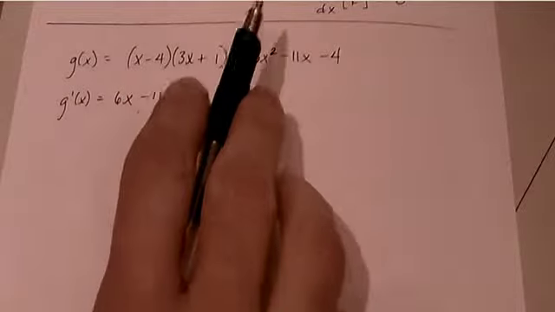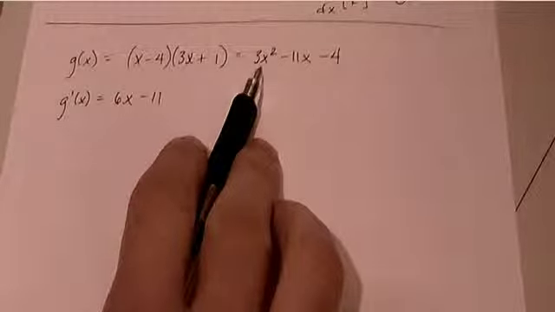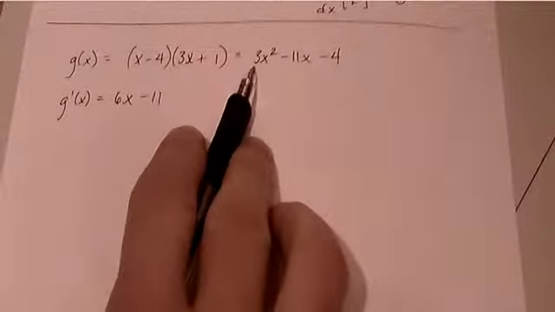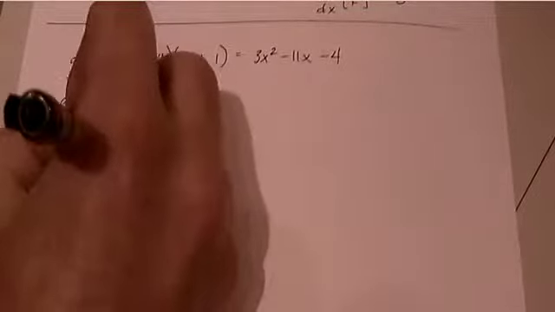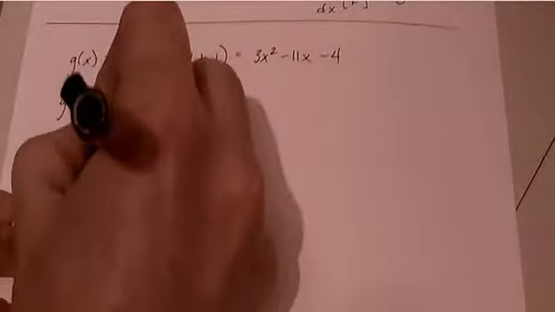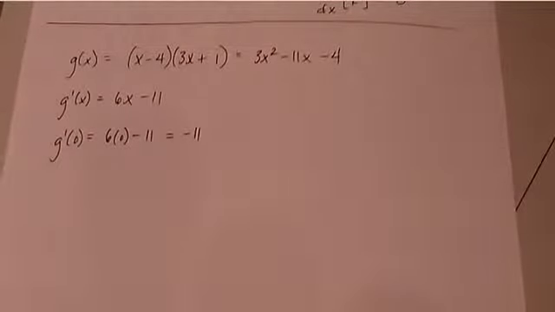So if you want to know the slope where this has its y-intercept, which is 0, negative 4, you plug in 0 right here, and we can see that if I were to evaluate the derivative function at 0, I would get negative 11.